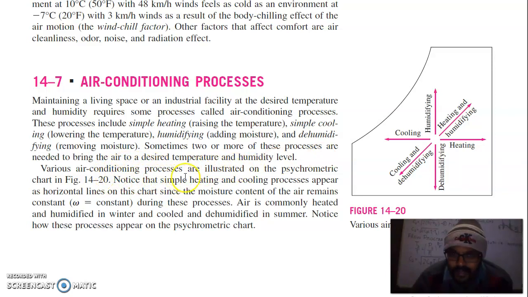Various air conditioning processes are illustrated on the psychrometric chart. Notice that simple heating and cooling processes appear as horizontal lines on this chart, since the moisture content of air, omega, is constant during these processes. Air is commonly heated and humidified in winter, and cooled and dehumidified in summer. Notice how this process appears on the psychrometric chart. So this is shown over here.